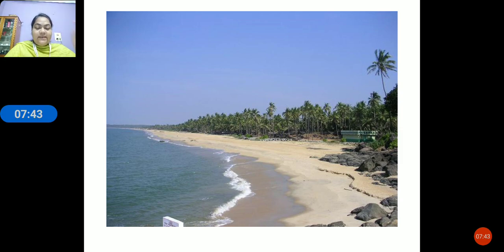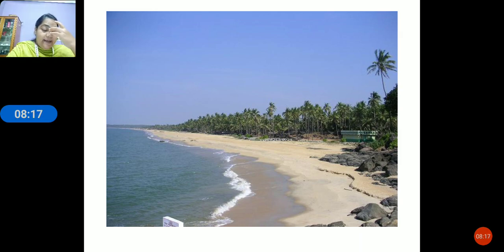We have the coastal plain. What do you mean by a coastal area, children? A coastal area is land right next to the sea or an ocean. If you have visited a beach, these are the coastal areas, and it starts from Goa, that is Maharashtra, in the west till the east, that is Puri and Kolkata.